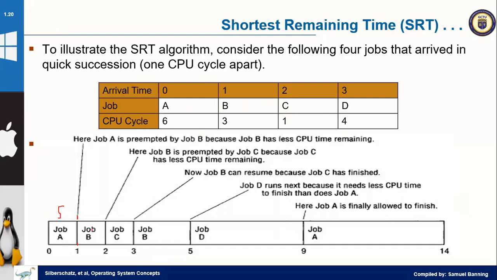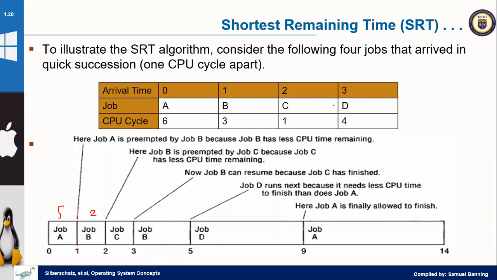Now job B has executed 1, so it is left with time 2. Okay, now C joins. C has only 1. So now we have 1, 2, and 5. Okay, the operating system determines that 1 is the least. Therefore, job C is given the CPU to execute. So C will execute its 1.